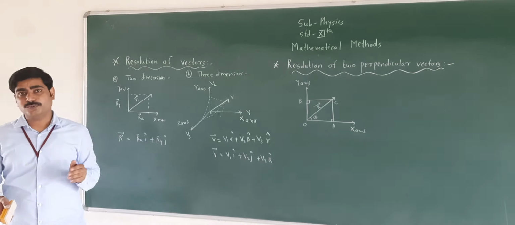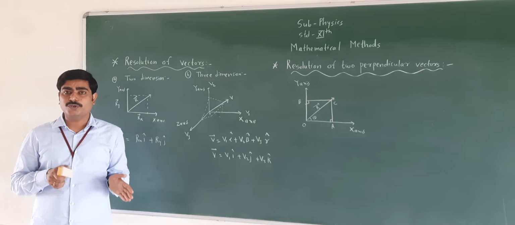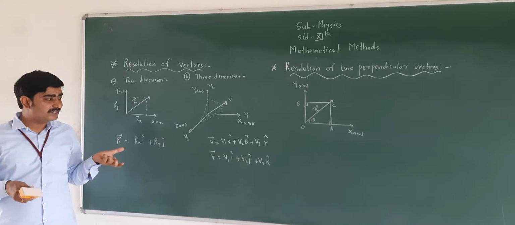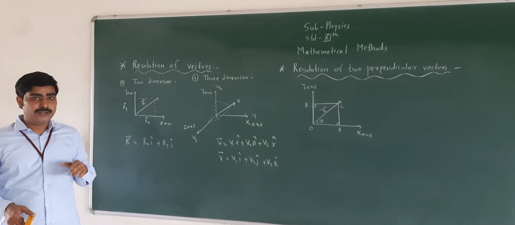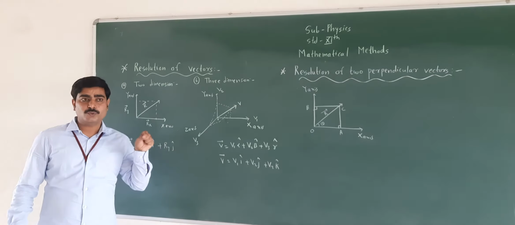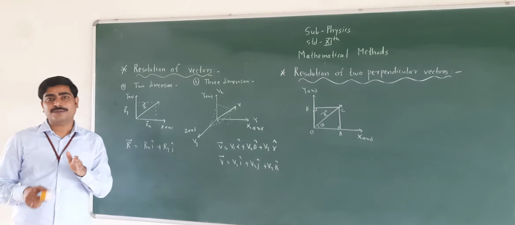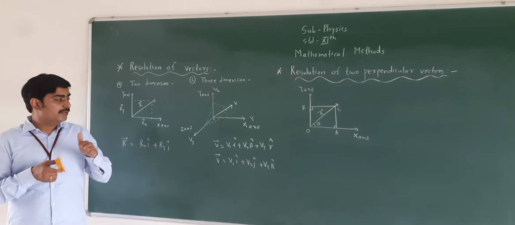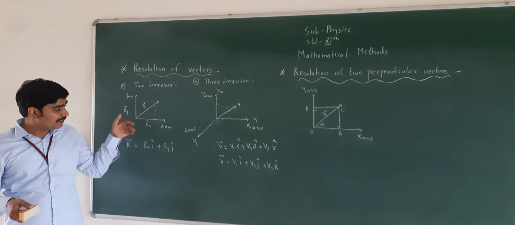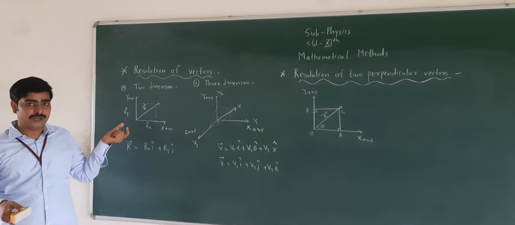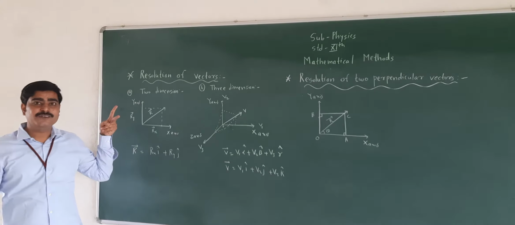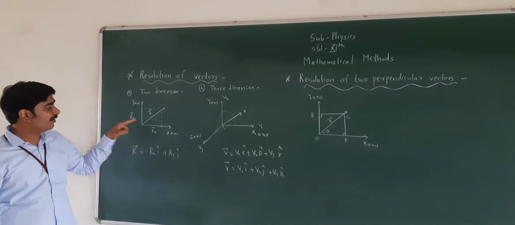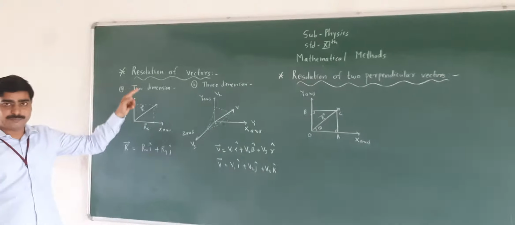Friends, in your textbook the three-dimensional figure is not given, only two-dimensional is given. So for our knowledge, I have drawn both the diagrams. So the two-dimensional figure is here. So what is meant by two-dimension? Two-dimension means the vector can be represented by the two components x and y, or in other words we can say the resultant vector r is divided into two components x and y, and that is known as the two-dimensional.